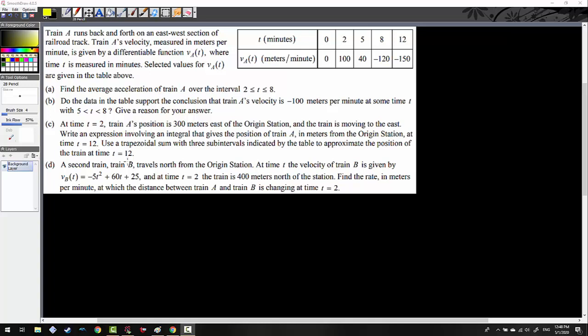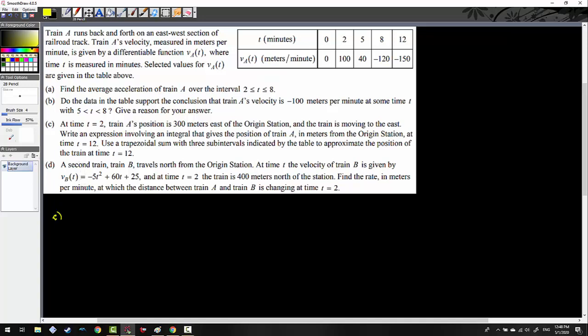The problem reads as: train A runs back and forth on an east-west section of the railroad track. Train A's velocity, measured in meters per minute, is given by a differentiable function, v sub a of t, where time t is measured in minutes. Select values for v sub a of t are given in the table above. So part A, pretty straightforward. Find the average acceleration of train A on 2 to 8.